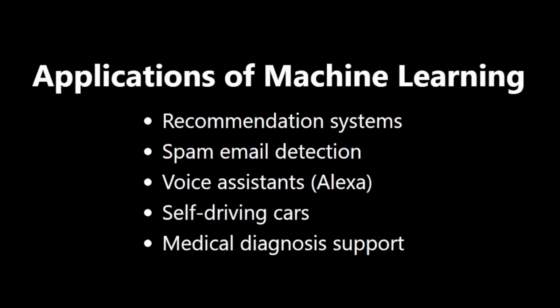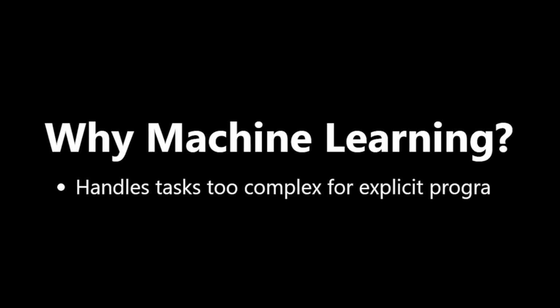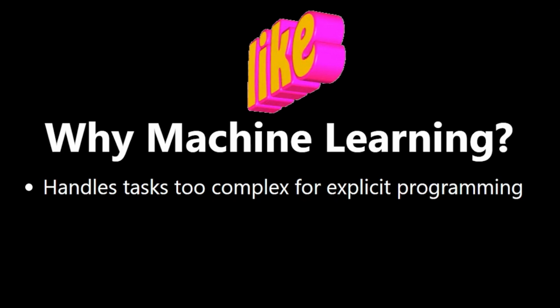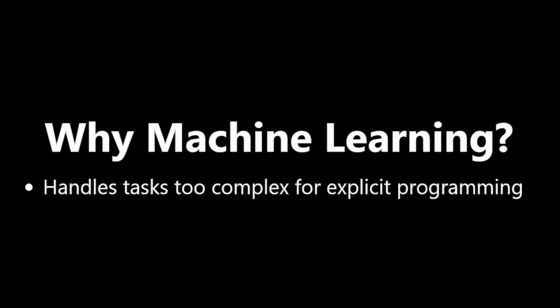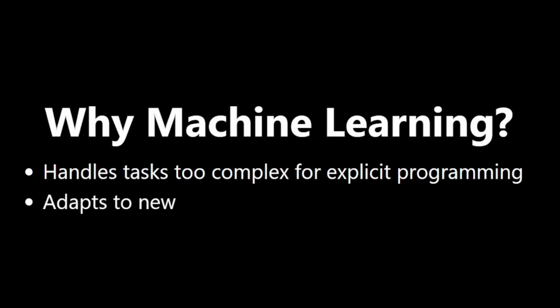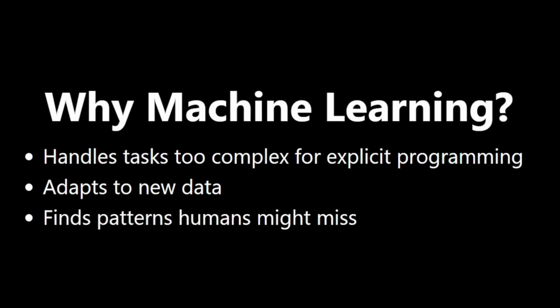Why machine learning? So why use machine learning instead of traditional programming? Machine learning excels at tasks that are too complex for explicit programming. Require adaptation to new data. Involve finding patterns humans might miss. Scales to large amounts of data.